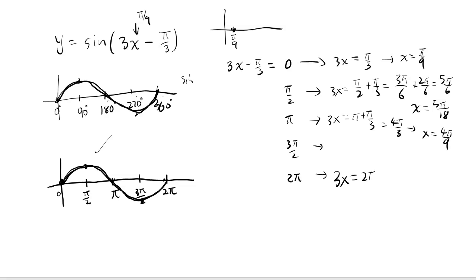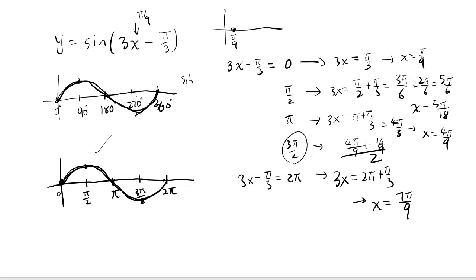So 3x is 2 pi plus pi over 3. What I'm doing is, I'm trying to solve this equation, right? 3x minus pi over 3 equals 2 pi. Add pi over 3 to both sides, this is what you get. And if you solve for x, you're going to get 7 pi over 9. And to get the one that corresponds to 3 pi over 2, you just simply take the 4 pi over 9 and 7 pi over 9, add them together and divide by 2. That's how you take the average. So you get 11 pi over 9 divided by 2, that's 11 pi over 18.